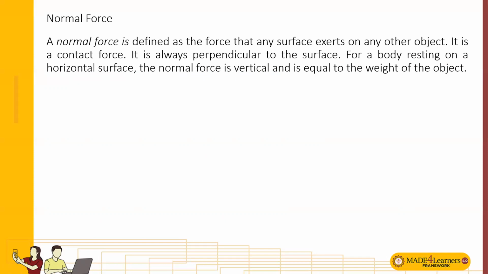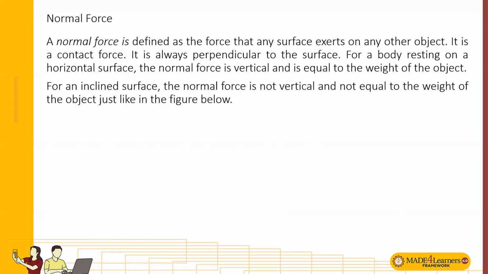For a body resting, so it's not moving, so acceleration is zero, no? Meaning there's no net external force. So it must be that the normal force and the weight are of the same magnitude but opposite directions.